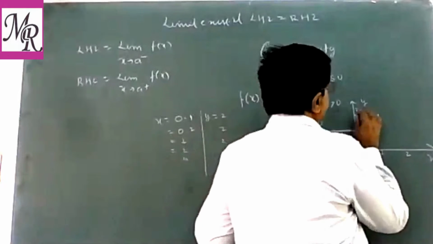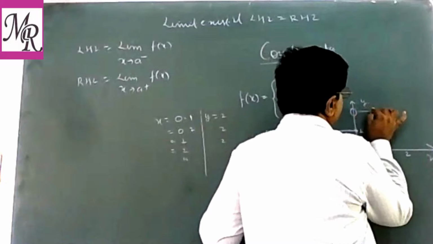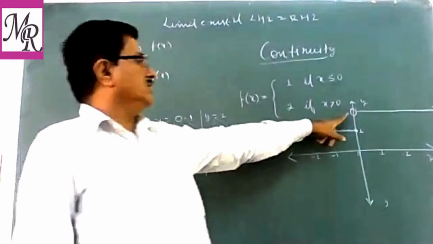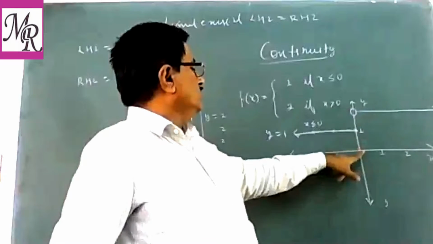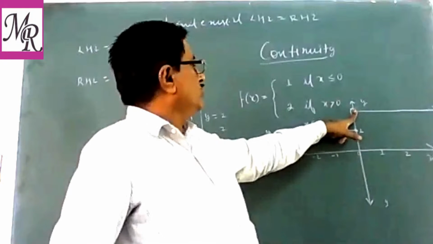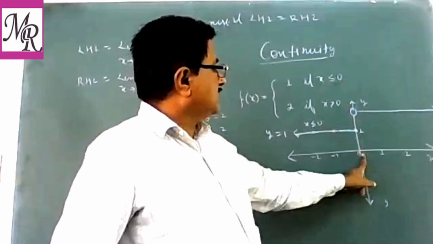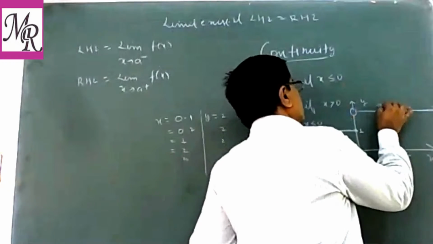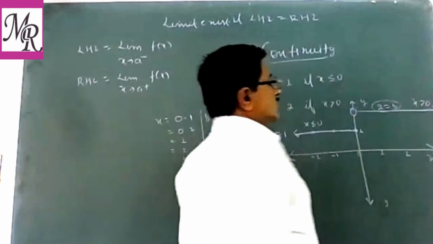So we can say like this. Here I make this empty circle. Why? Because there is no value of x equal to 0 here. Because when x equal to 0, y is 1. X just after 0, then y is 2. Clear? Here x is greater than 0.